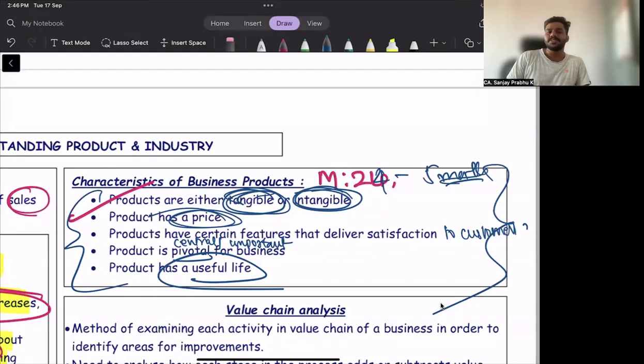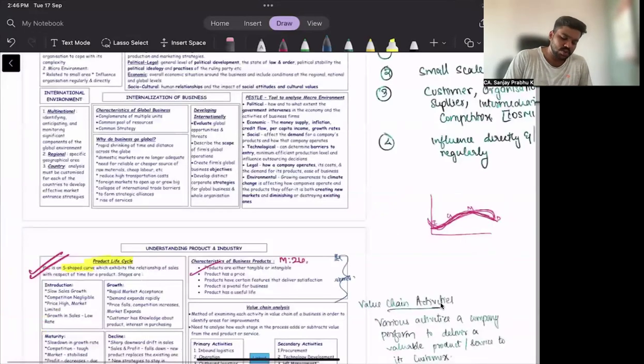What are the characteristics of business products? First of all, products are either tangible or intangible. Product has a price. Product has certain features that deliver satisfaction to customers. Product is pivotal for the business. Product has a useful life.